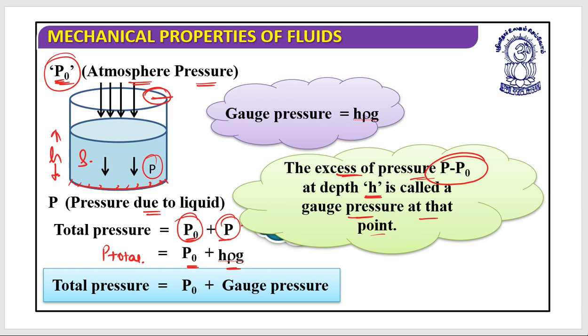Or I should write this: total pressure equals P naught plus gauge pressure. Or total pressure minus P naught would be the gauge pressure. I hope this is clear. Now it is clear what gauge pressure is, but who is going to measure this gauge pressure?